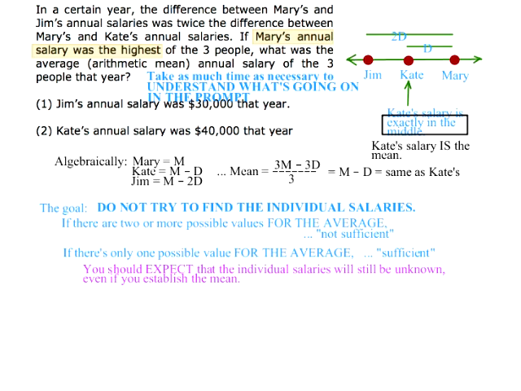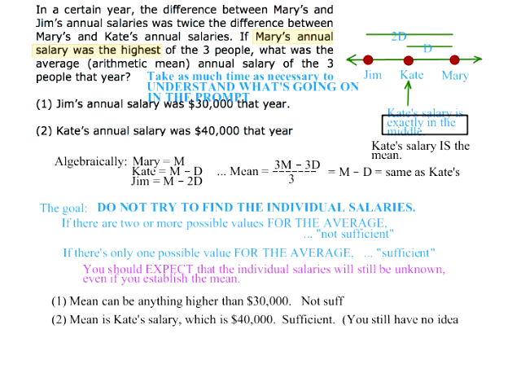Because Jim's salary doesn't tell you, because we don't know the separation, right? We don't know how far apart these are. We just know that Kate's happens to be right in the middle. So statement 1, the mean could still be anything higher than 30,000. So that's not sufficient. But statement 2, the mean is Kate's salary, which is 40,000. Sufficient. Notice that you still have absolutely no idea what the other two salaries are.